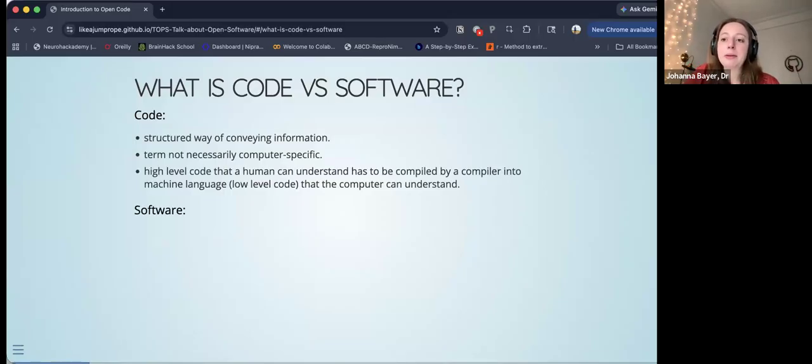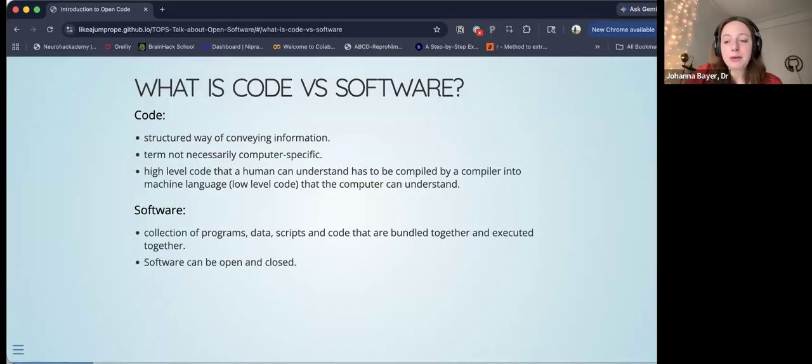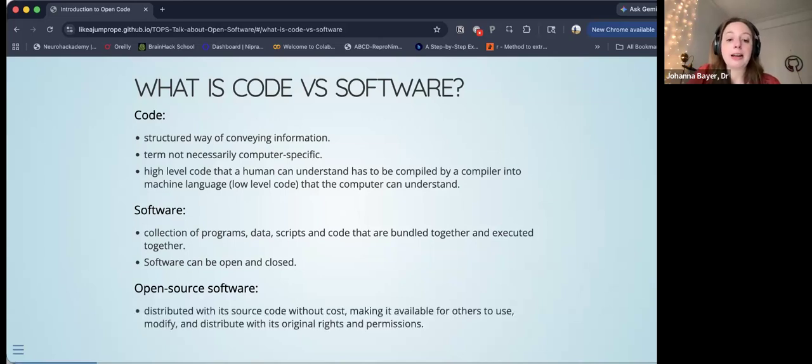And software is a bit more specific. It's a collection of programs, data, scripts, and code that are bundled together and executed together. Software can be open or closed. And then we have open source software that is specifically open and distributed with source code without cost, making it available for others to use, modify, and distribute with its original rights and permissions. So basically, code is kind of software, but software is not only code.